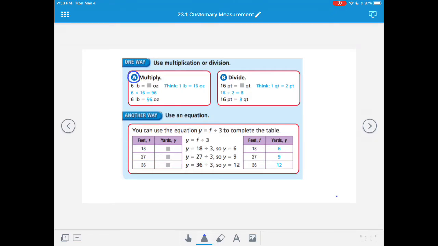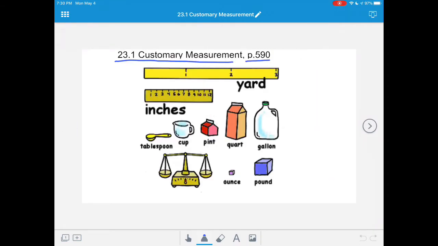In example A, we see here that the solution is to multiply. Whenever you're going from a large unit to a smaller unit, you're going to use multiplication. So if I look back here, it's going from pounds to ounces. So if I look back at our reference picture, I see pounds is a larger unit, ounces is a smaller unit. Do you see how much bigger a pound is from an ounce? So whenever you're going from big to small, you're going to multiply because you want to see how many small little pieces could fit in this big, huge piece. So we're using multiplication to do that.